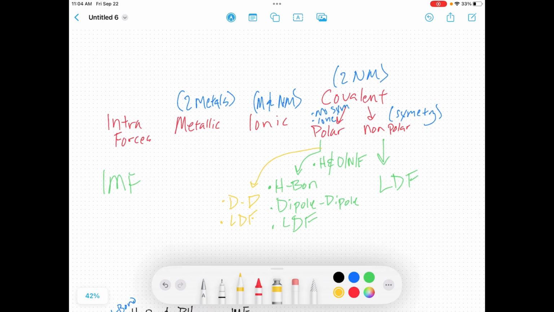Ionic bonds don't have any IMF forces alone, but if they get close enough to a polar covalent molecule, you can get an ion-dipole force. It's between the ionic bonds in the ionic compound and the dipole-dipole forces in the polar covalent molecules. This is what's responsible for dissolving and solubility. And then in metallic, you don't have any IMF forces.